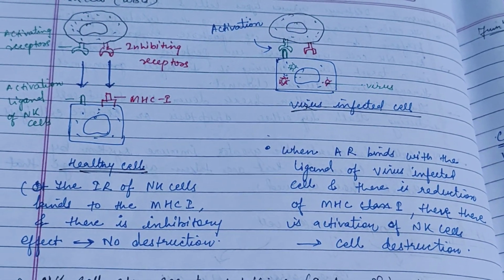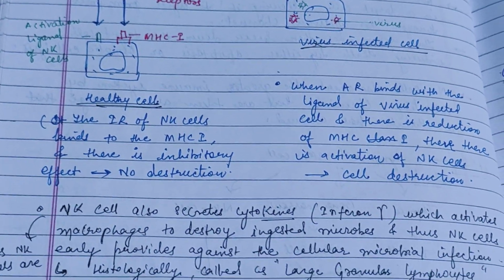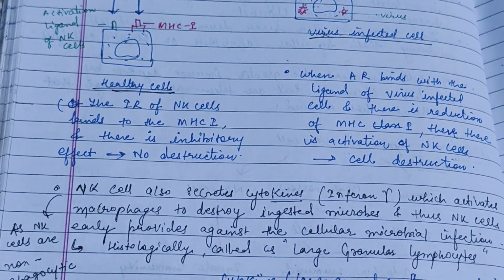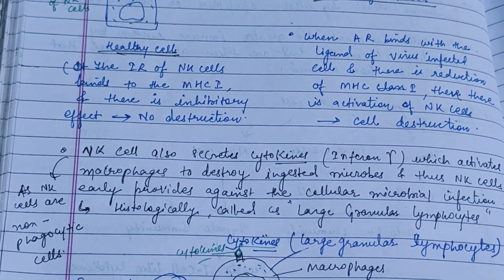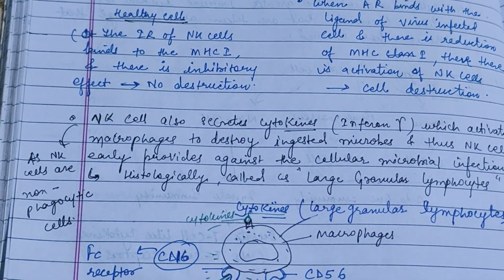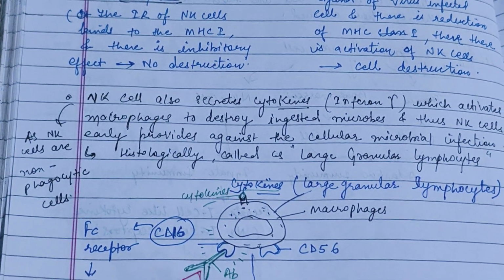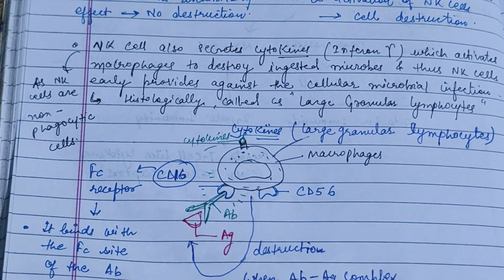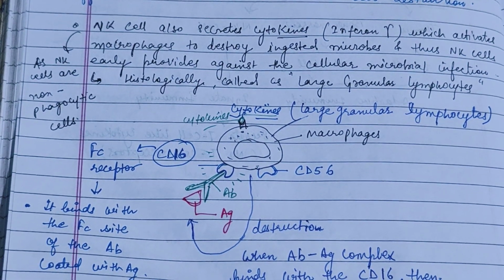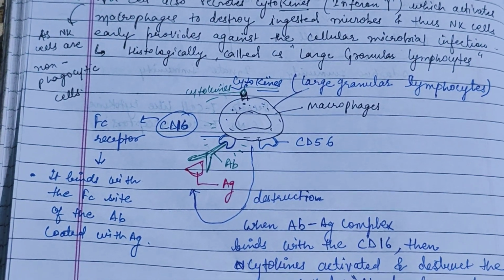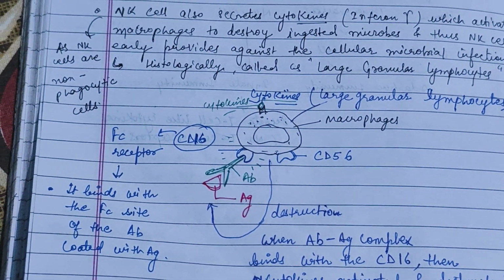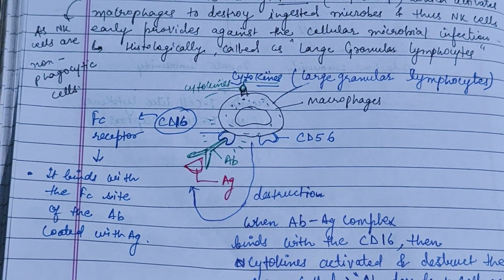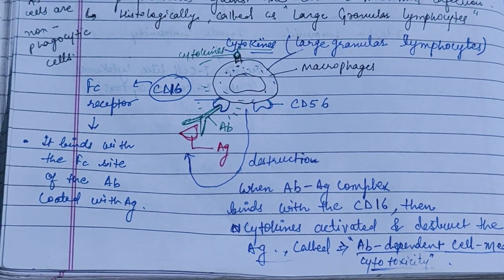So in virus-infected cells, when the AR, that is the activating receptor, binds with the ligand of virus-infected cells and there is a reduction of MHC class 1, then there is activation of the NK cells and cell destruction. NK cells also secrete cytokines, that is interferon gamma, which activates macrophages to destroy engulfed microbes, and thus NK cells provide early defense against cellular microbial infection. As NK cells are non-phagocytic cells, they are called large granular lymphocytes.